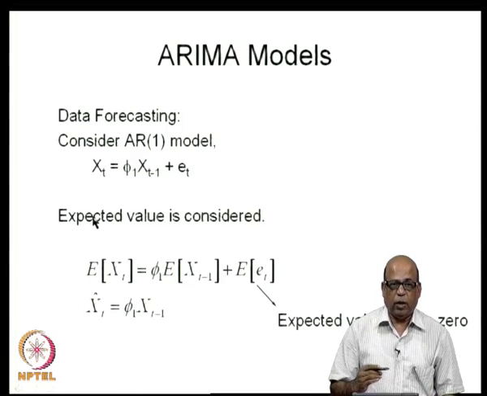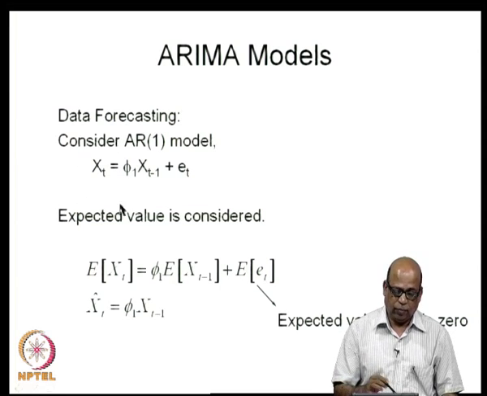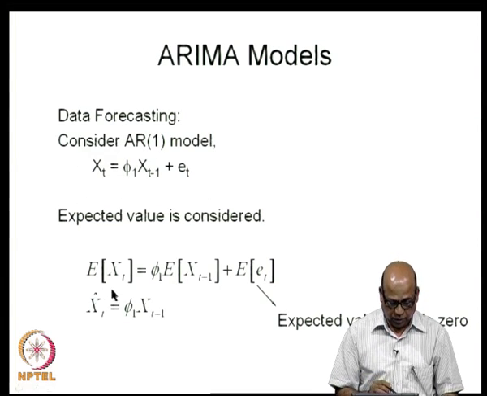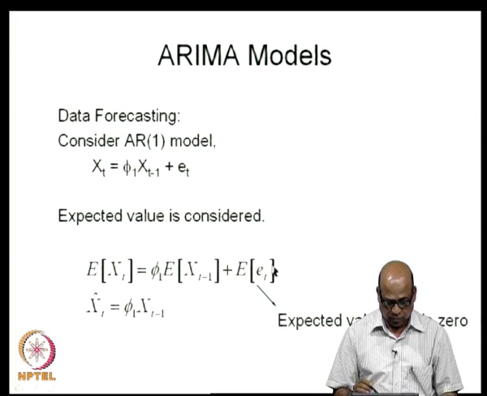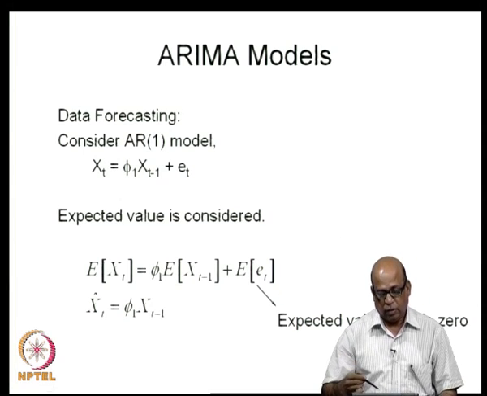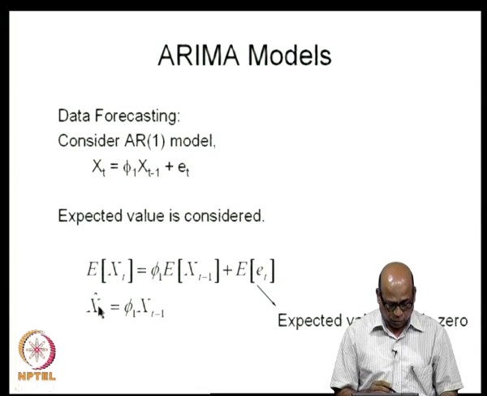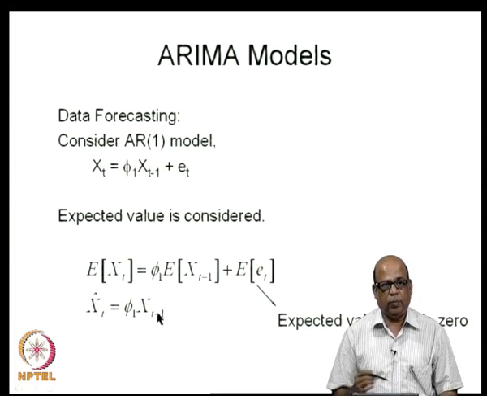Now, when we are talking about the forecast, we are just looking at the expected value of that particular variable during the next time period arising from this particular model. So, if we take the expected value of x t, phi 1 times the expected value of x t minus 1 plus the expected value of E t. Now, the expected value of E t is the mean of E t, which is 0, because that is how we have used it in the model, and therefore, I can write the forecast, which is typically written as x t cap for the variable x t, is equal to phi 1 x t minus 1.